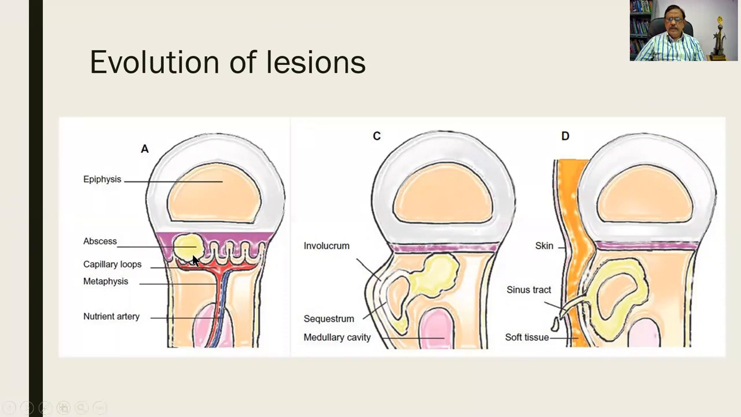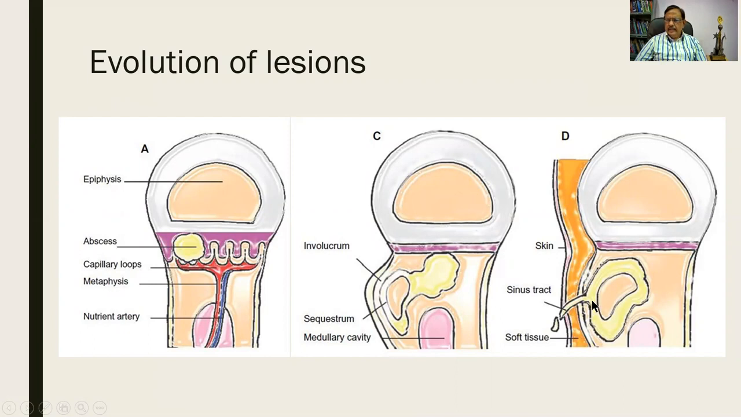And what happens is, after some time, it keeps enlarging and finds a pathway of least resistance. There is an elevation of the bone that we are seeing here, and as in the earlier picture, part of the affected bone becomes necrotic, which is called the sequestrum, or the dead bone. And as a reaction to that, there is a formation of new bone, which is called involucrum. Sequestrum, involucrum.